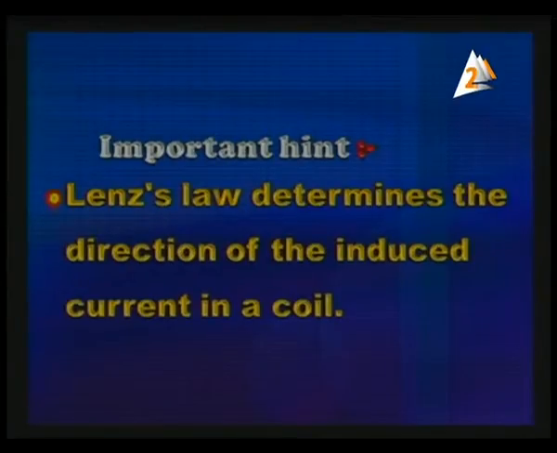We've got something very important to mention here. Lenz's law determines the direction of the induced current in a coil. And you should be able to differentiate between Lenz's law or Lenz's rule and Fleming's right hand. Both of them are used to determine the direction of the induced current. But Lenz's law is used to determine the direction of the induced current in a coil, and Fleming's right hand in a straight wire. So once again, Lenz's law is used to determine the direction of the induced current in a coil.